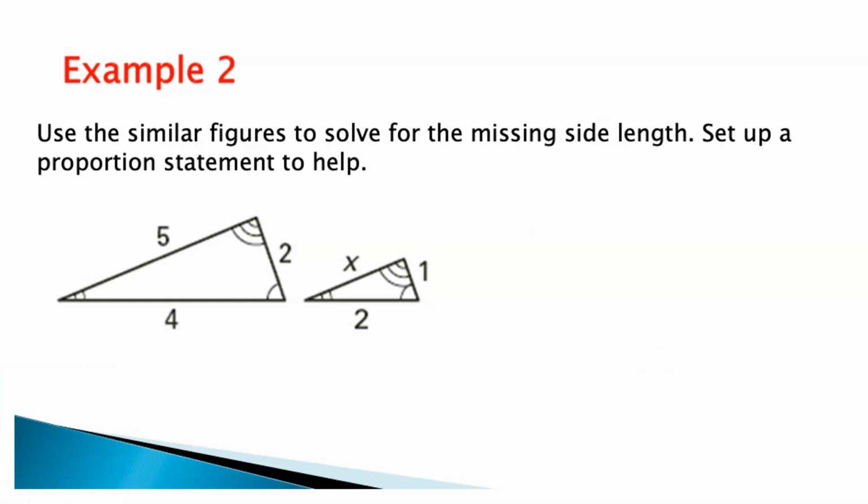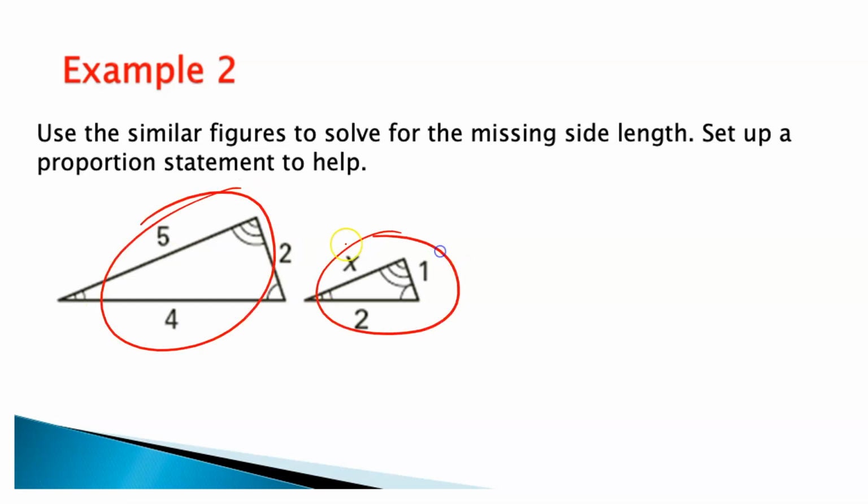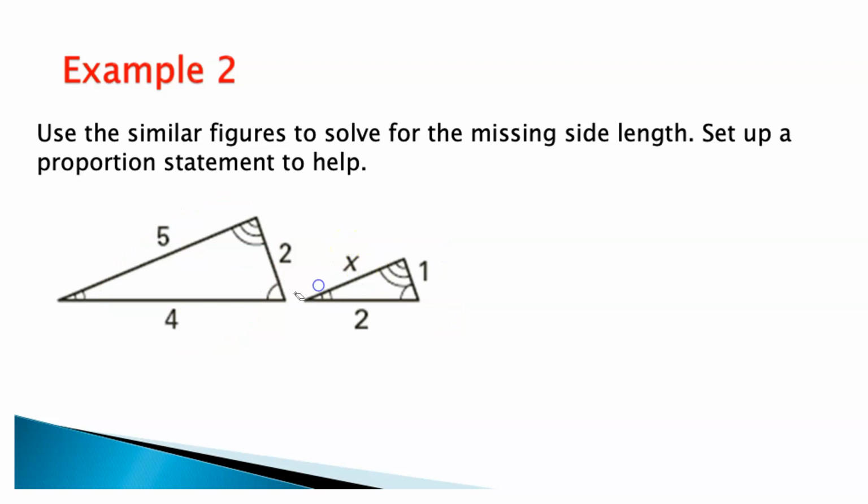So it says, number 2, use the similar figures to solve for the missing side length. So again, we know that these are similar, right? We know that one of them is just dilated. So let's go through and set up a proportion statement.